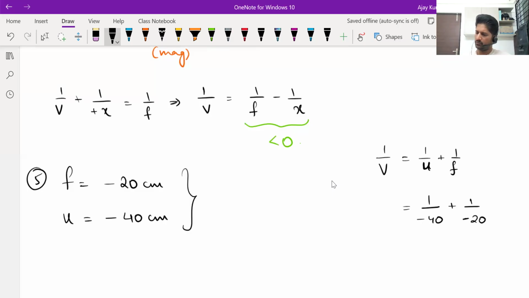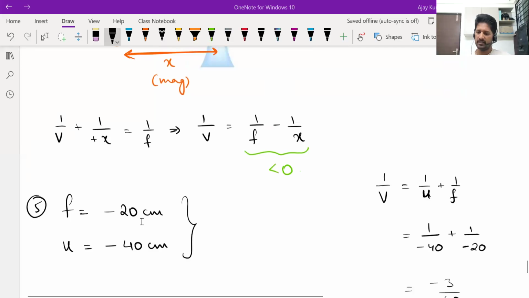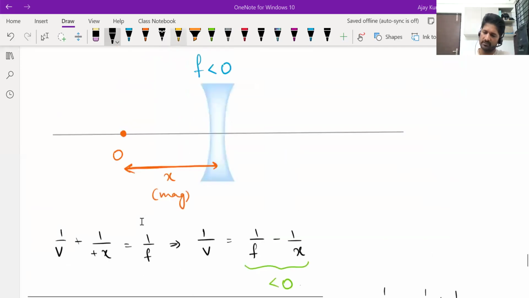1 by 20 is like 2 by 40. Effectively, it becomes minus 3 by 40. You get image distance as minus 40 by 3. That is minus 13.33. Object is at 40 centimeters from the lens. Image is at 13.33 centimeters from the lens. Means image is closer than the object. And this is always the case in case of a diverging lens. Image will be closer than the object.